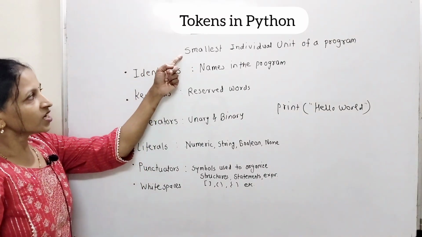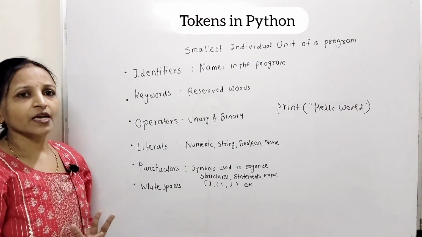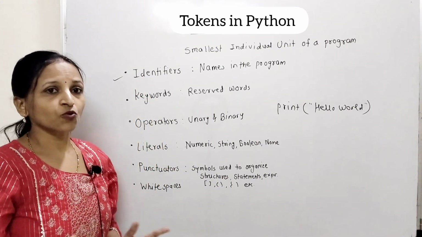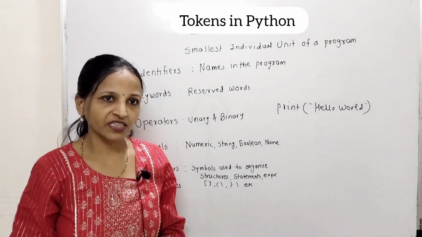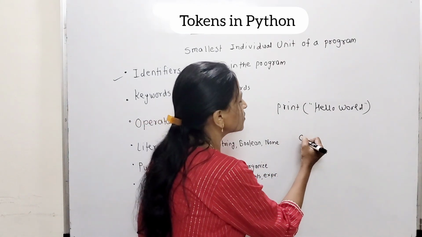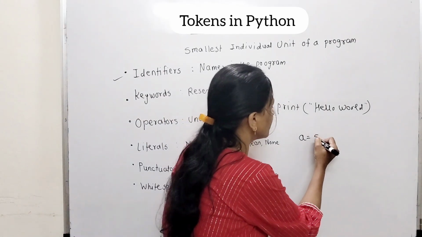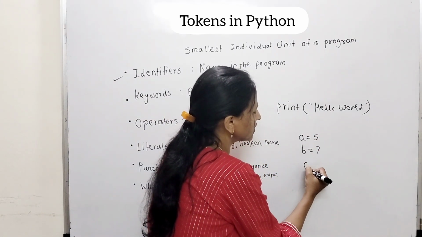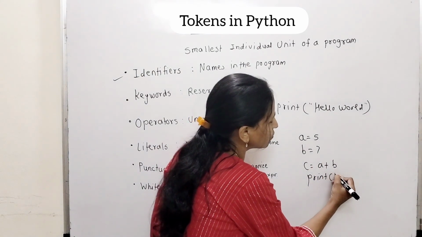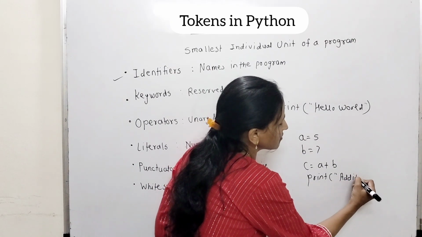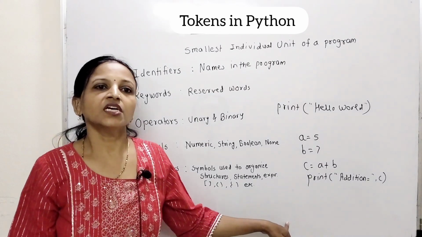See, the token is nothing but the smallest individual unit of a program. There are multiple types in it, like the token may be an identifier. Suppose you are writing a program for doing addition of two numbers in Python, then how will it be? Suppose I am just directly assigning values to two variables. Let a equals 5, b equals 7, and here c equals a plus b I am writing, and just print addition equals c. This is the program, suppose. This is a program to add two numbers in Python.